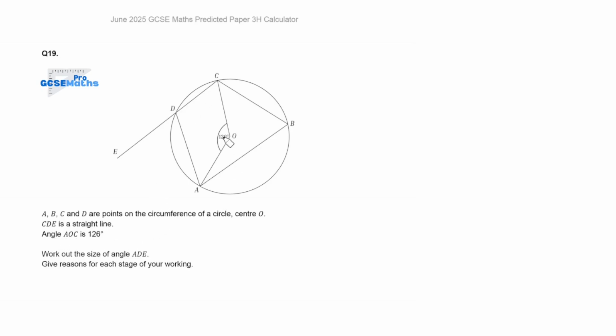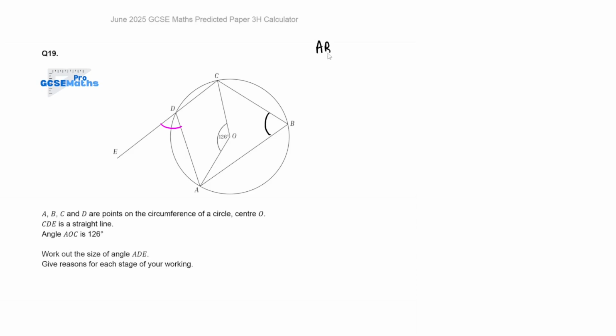Obviously, you can see that angle AOC is 126 degrees. Work out the size of angle ADE. So let's identify that one. That's this one first. So I can only start with 126. This one here is screaming at me, the arrow one, the one where the angle at the centre is double the angle at the circumference. So I could work out A, B, C.